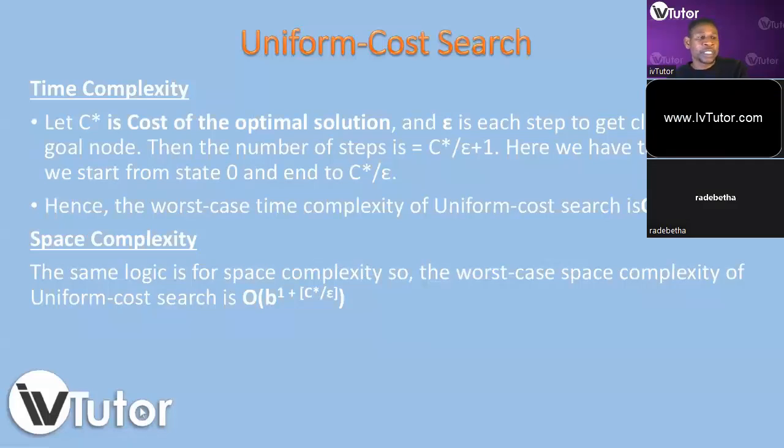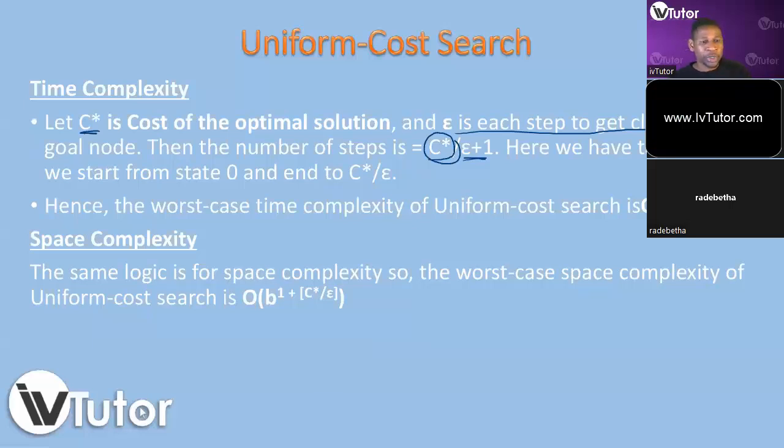So here, if you have C star as the cost of the optimal solution, and epsilon is each step to get closer to the goal node, you'll find that the number of steps will be the cost over epsilon plus 1, because we start from 0. That's why we end at epsilon plus 1. So the time complexity is going to be 1, because we're starting from 0, plus the cost. And that will be the time complexity, right?